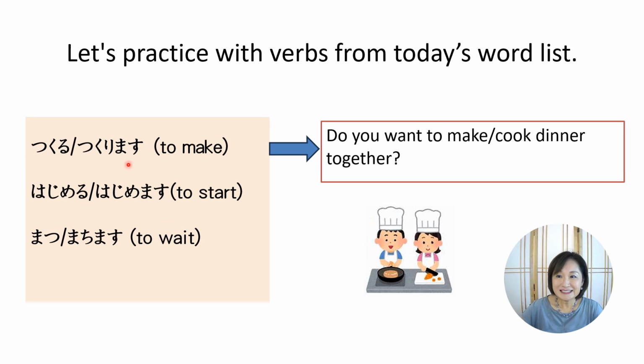This time, I want you to make masenka form with a brand new verb. 作ります means to make. So, how do you say, do you want to make dinner together? The word for dinner is 晩ご飯. And then please include this word 一緒に in your sentence.